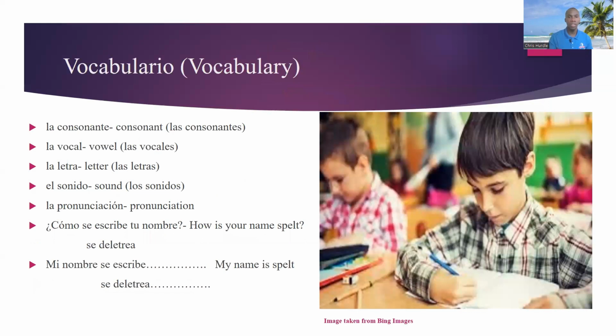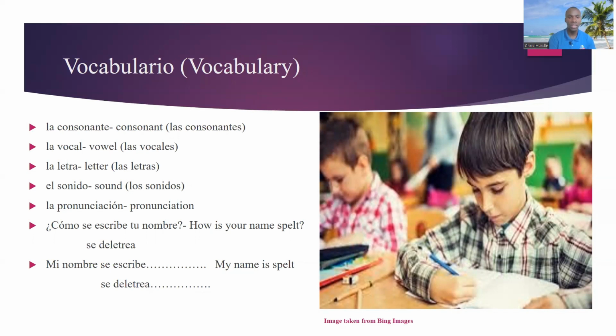Now let's look at some vocabulary, which will be vocabulario. La consonante means consonant, and the plural will be las consonantes. La vocal, vowel, plural, las vocales. La letra, letter, las letras, plural. El sonido, sound, los sonidos, plural.